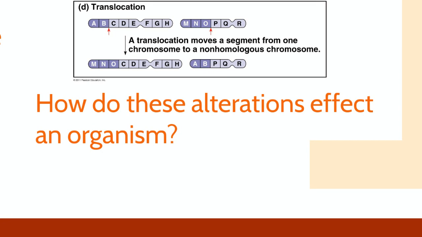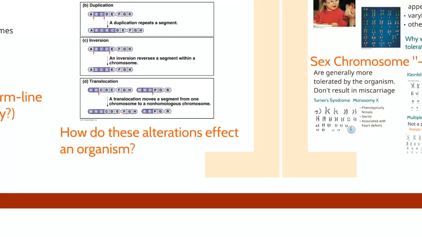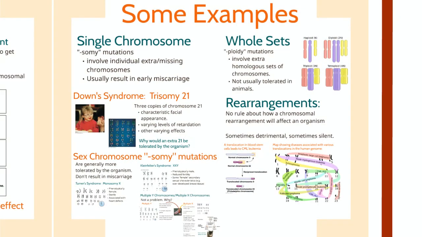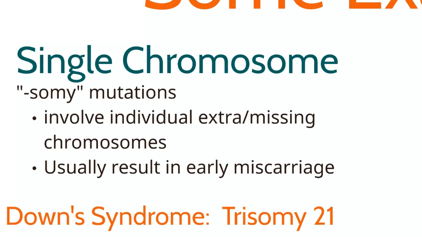So how do these alterations affect an organism? It really depends on the type of mutation that occurs during replication. Here are some examples. Some examples involve just one single chromosome that has a mutation, and we call these somy mutations. It involves individual extra or missing chromosomes, and it usually results in an early miscarriage, but not always.